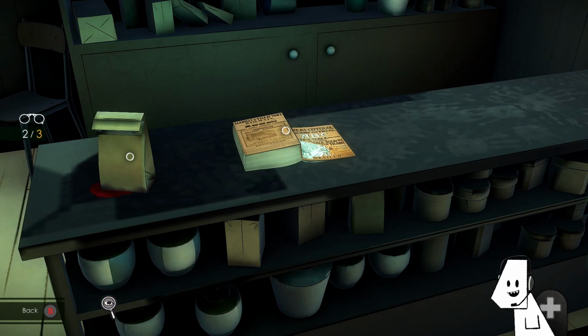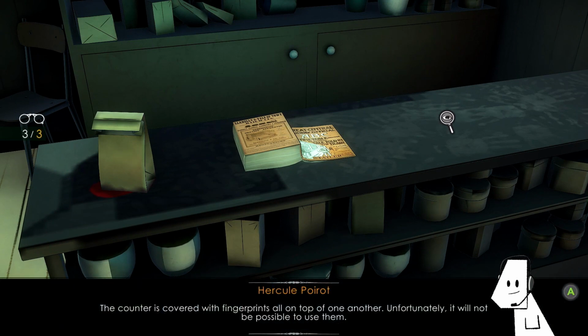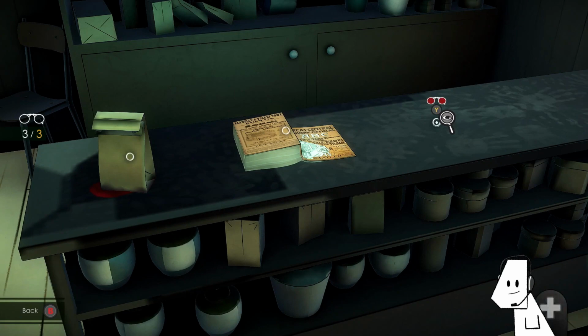I need one more clue. I'm guessing it's somewhere around this bit. Oh, no, it's here. The counter is covered with fingerprints all on top of one another. Unfortunately, it will not be possible to use them. There's a lot of fingerprints. That is a filthy counter, isn't it?